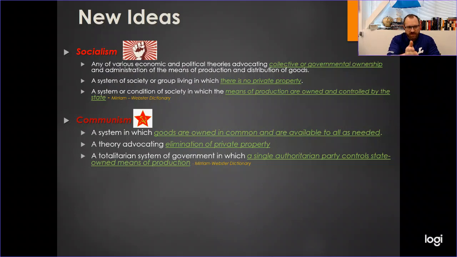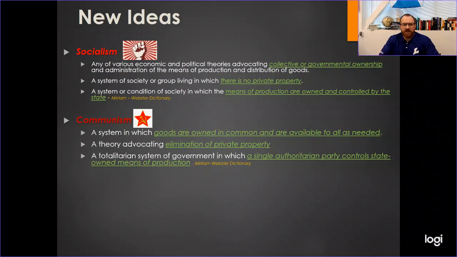Or as you see there from the Merriam-Webster dictionary thing, goods are owned in common and are available to all as needed. Meaning that, well, if you have a lot, that's not really yours. You have to share with those that are in need of those same things you have. If you have two cars and you only really need one of them to do your job, then you must give that car to a family that maybe needs it. You don't have the choice in that matter.